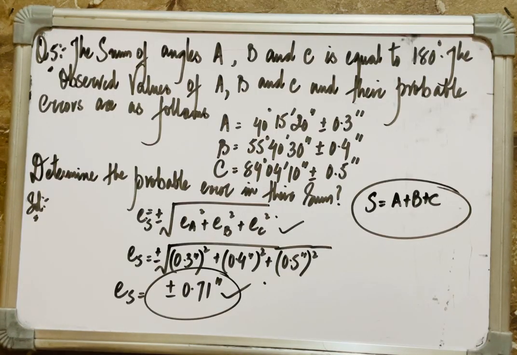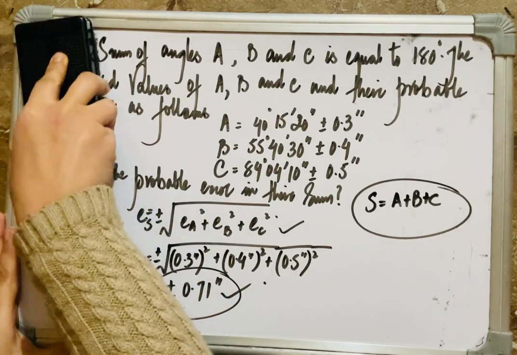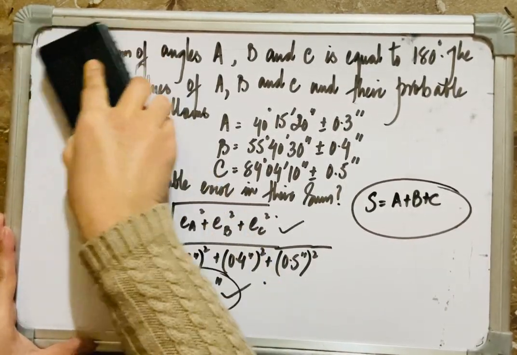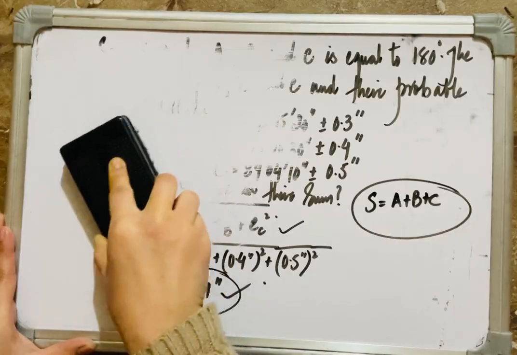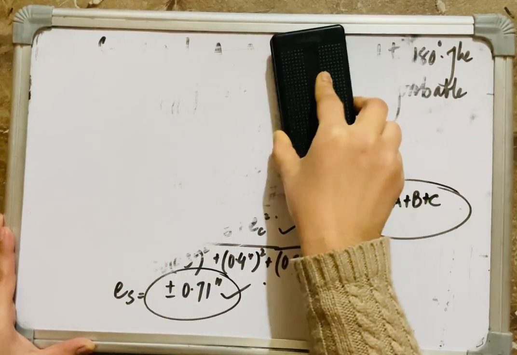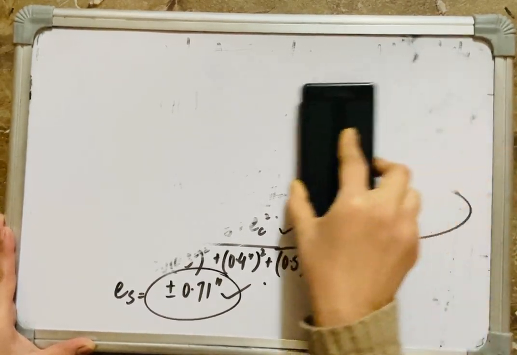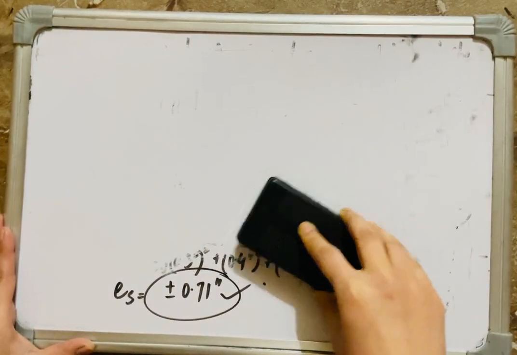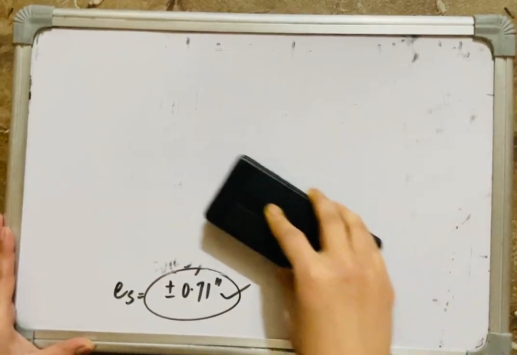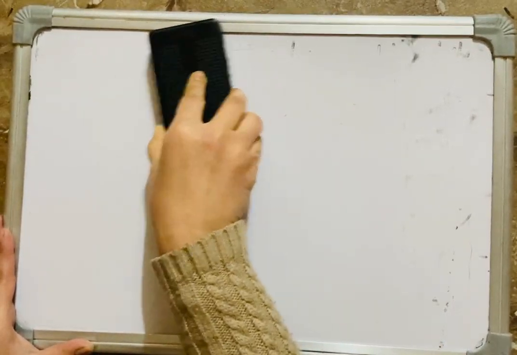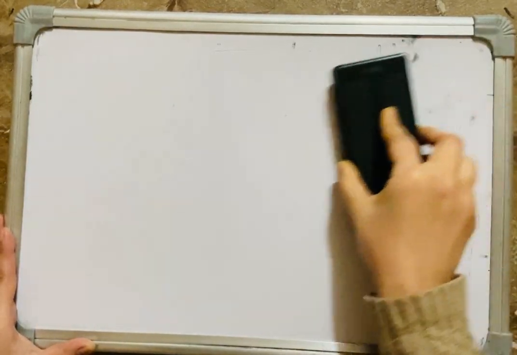All right, let's move on and do the next question. Probable error is 0.71 seconds. All right, this is our question number 6.